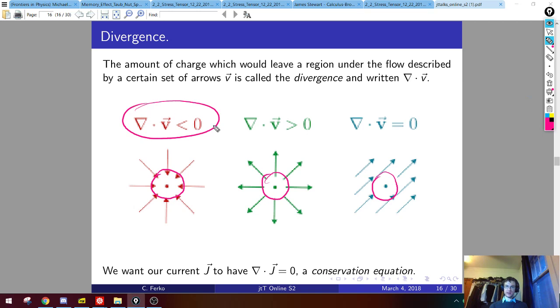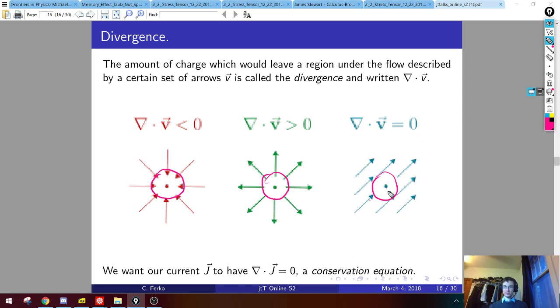So that's negative divergence. In the middle picture in green, if the divergence is positive, that means that charge is diverging from this point. As you can see in the picture, the arrows are all pointing outward, so charge is diverging. And in the third picture in blue on the right, all of the charge is moving with the same speed at different points. So this means that the amount of charge entering our little circle is the same as the amount of charge leaving. So there is no charge diverging, or the divergence is zero. In other words, we say that this configuration is divergence-less.